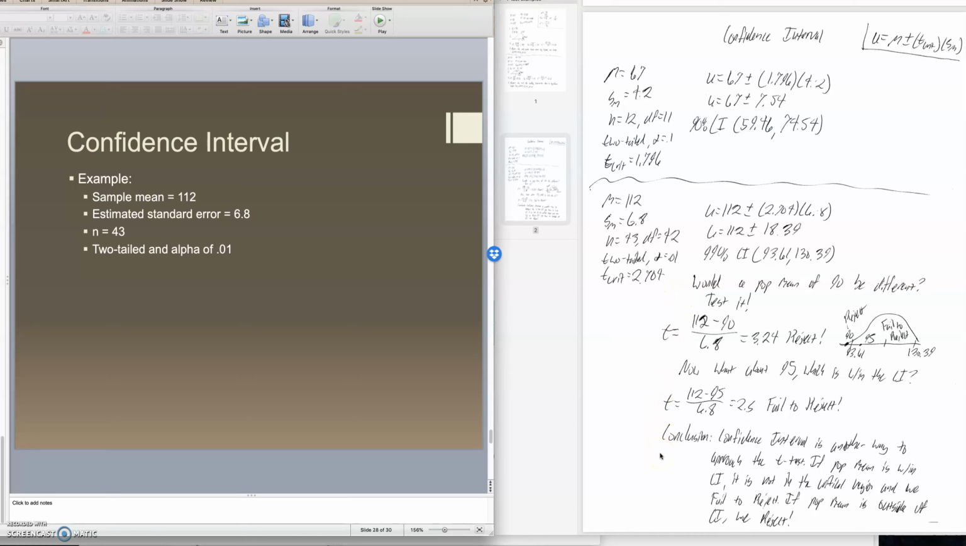So to sort of recap this process, the confidence interval is another way to approach the t-test. If the population mean is within the confidence interval, it's not in the critical region. So 95 is within the confidence interval. It's not in the critical region, and we fail to reject. The population mean, the hypothetical one we would use, is 90. If it's outside of the confidence interval, then we are going to reject that population mean as different than the sample mean. 90 is different than the sample mean of 112. Okay. Hopefully that helps clarify. Let me know if you have any further questions.